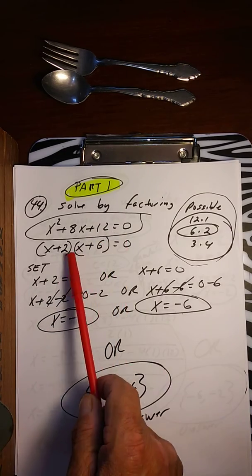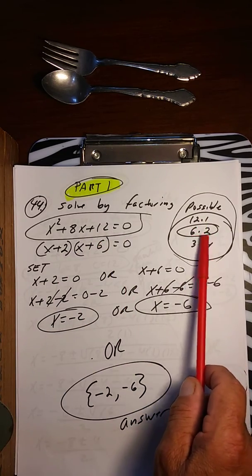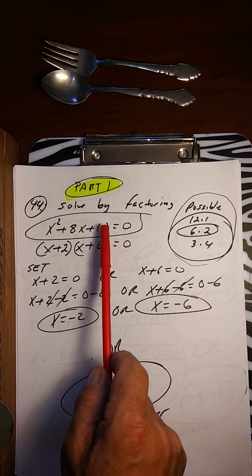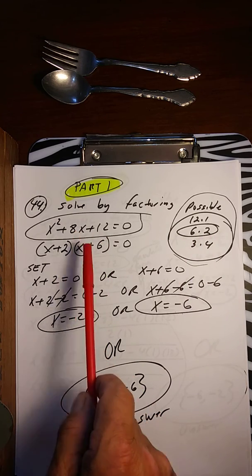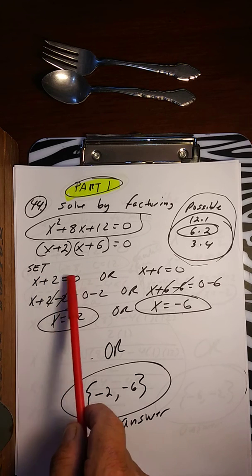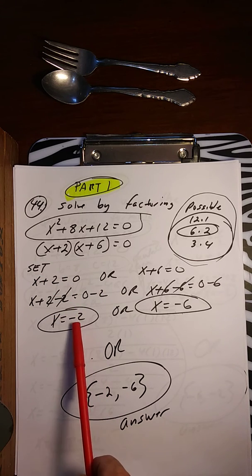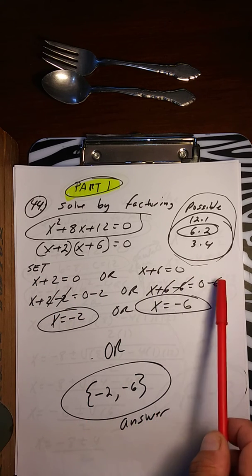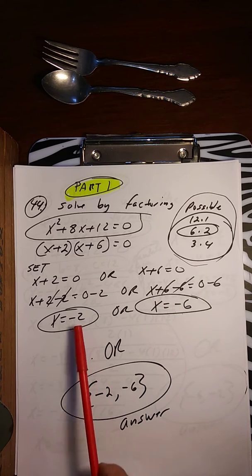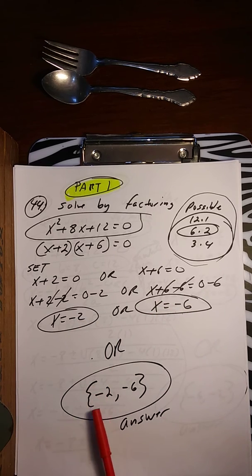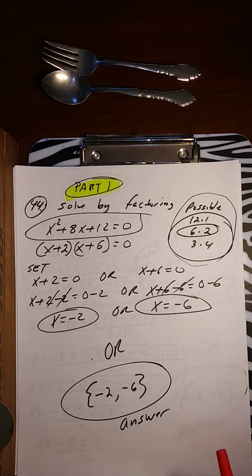Solve by factoring. So the possible numbers, we're going to take 6 and 2. 2 times 6 is 12, 6 plus 2 is 8. Yep, that's it. So x + 2 = 0, minus 2 on both sides, so x equals negative 2. x + 6 = 0, minus 6, so x equals negative 6. So we have negative 2 and negative 6, or in parentheses, negative 2, negative 6.